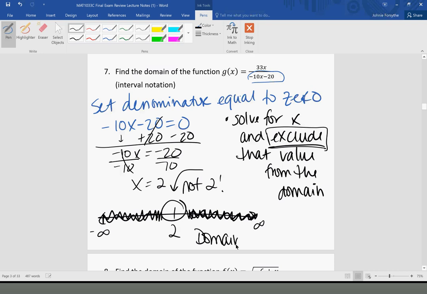Now let's write the domain in interval notation. So you always start left to right. Starting at the left, we're starting at negative infinity all the way to 2, but we're not including 2, so we're going to use parentheses. And then we have another interval, so we're going to use U for union. And then we're going to start at 2, but not include 2, so we're going to use parentheses all the way to infinity with parentheses. So this is going to be our answer here: negative infinity to 2, union 2 to positive infinity.